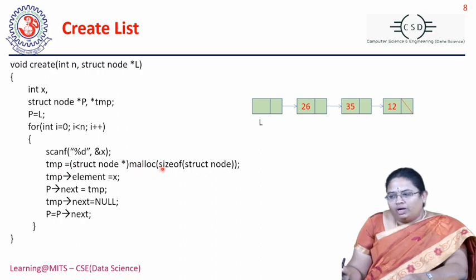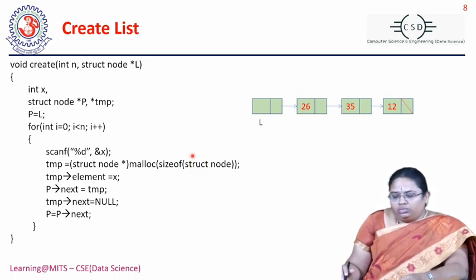In that malloc, it uses size of function to find the size of node. That node contains element field and the address of next node. Okay, so the size of function calculates the node's size, and the malloc function allocates memory of that size and returns the address of that node that is stored in temp.